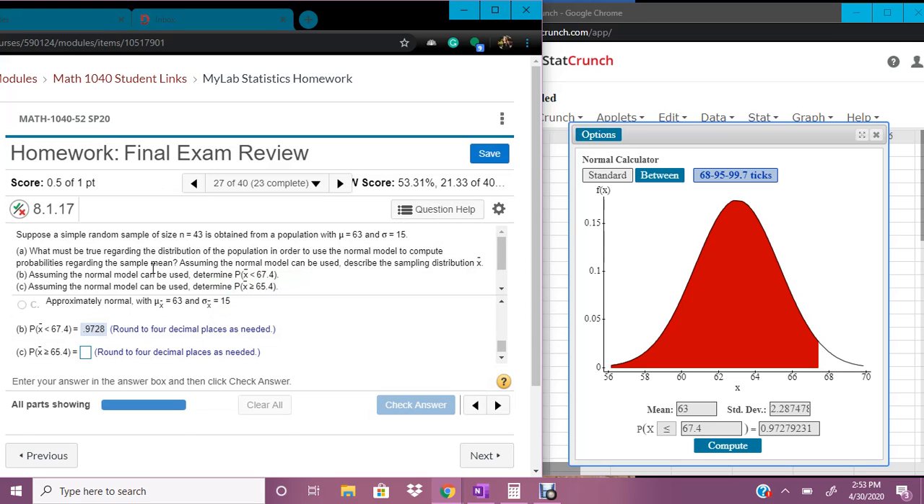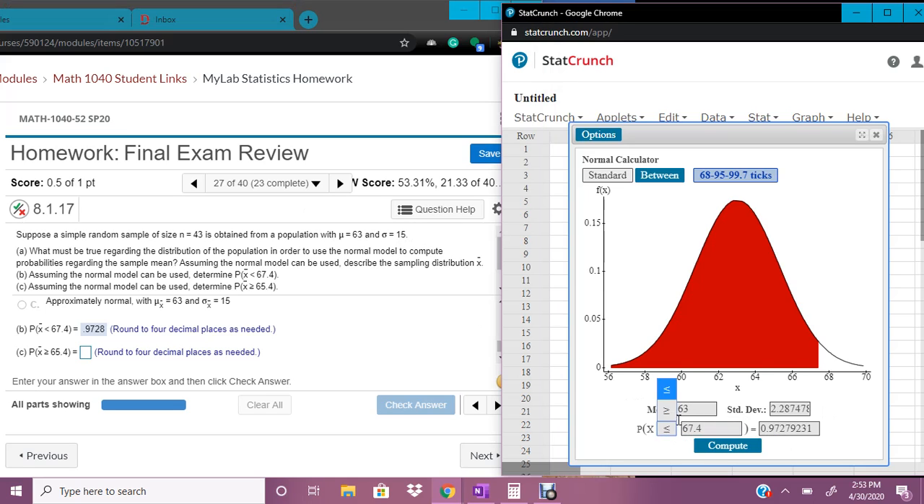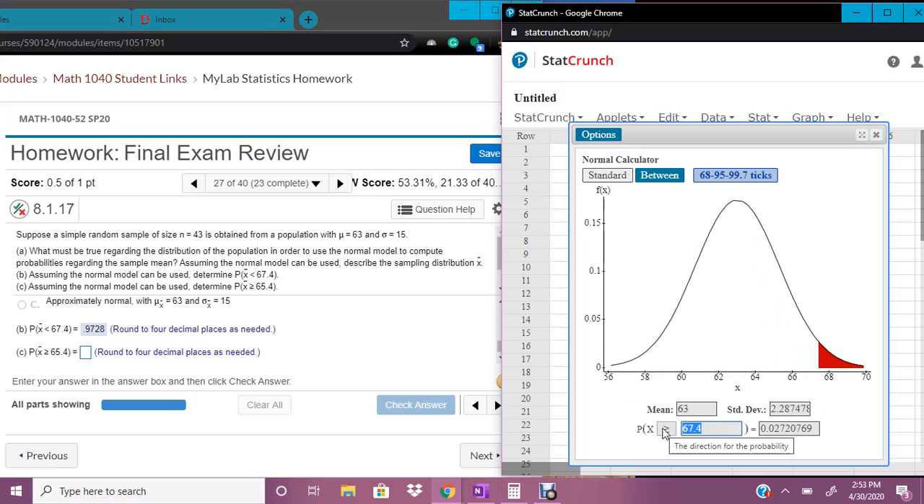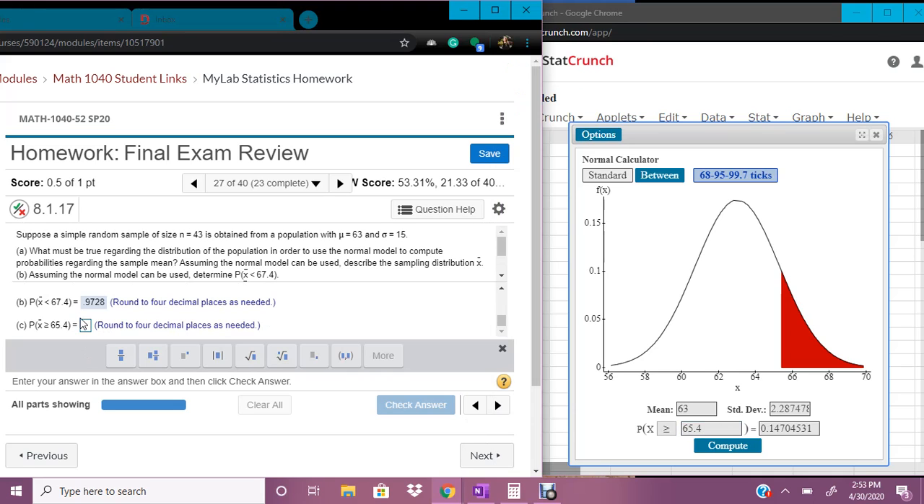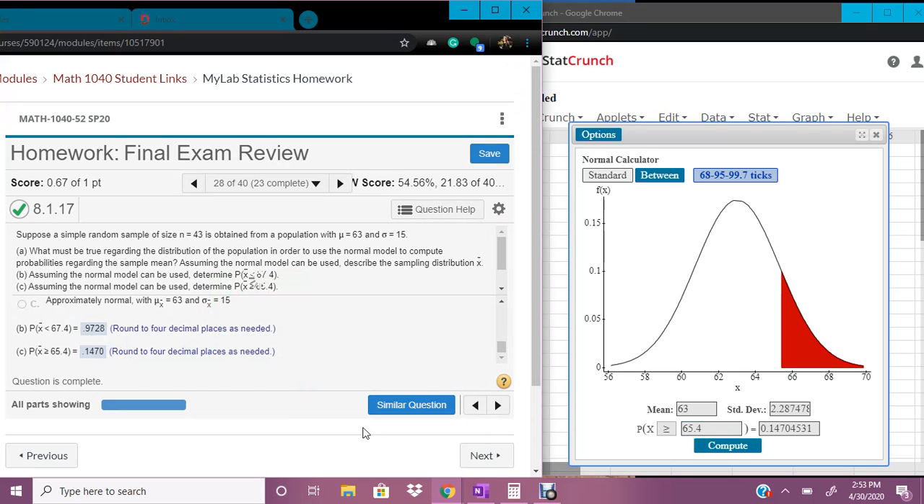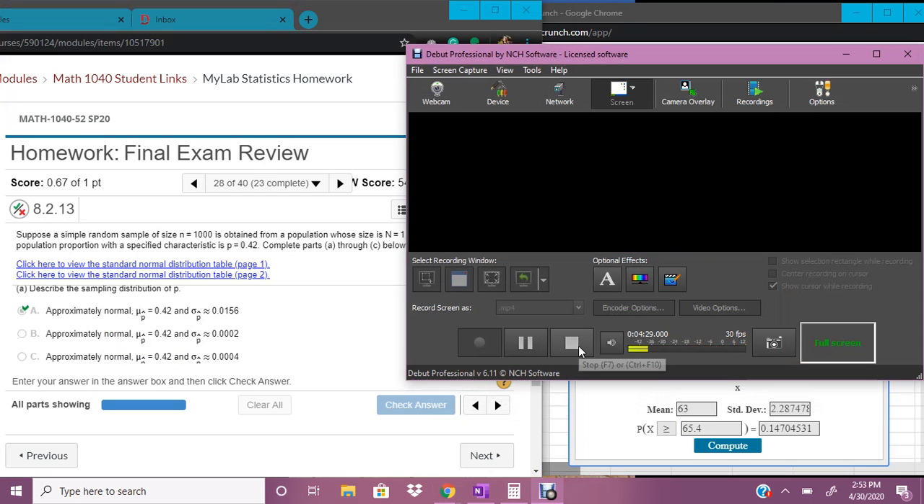Okay, and then same thing, it's x bar. So we want to be using our sample standard deviation, not the population standard deviation. And that is how you do that problem.